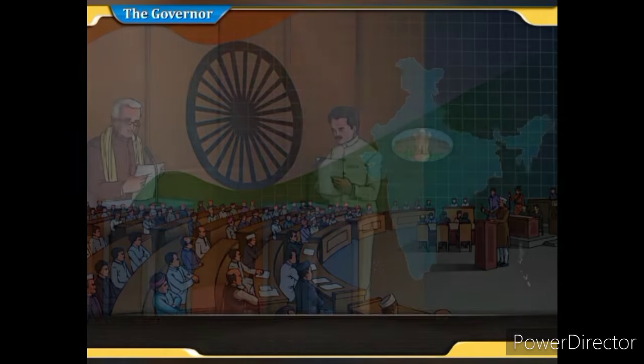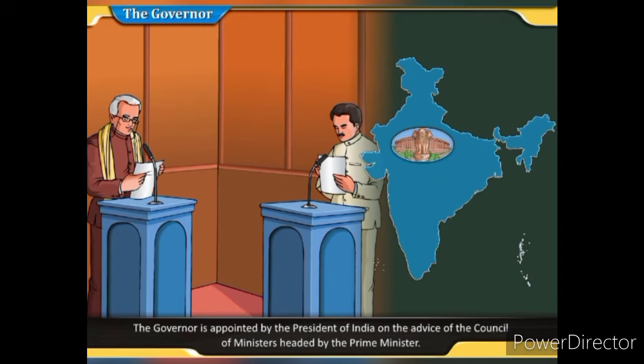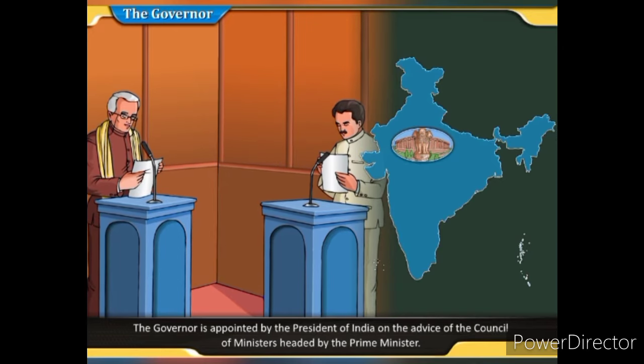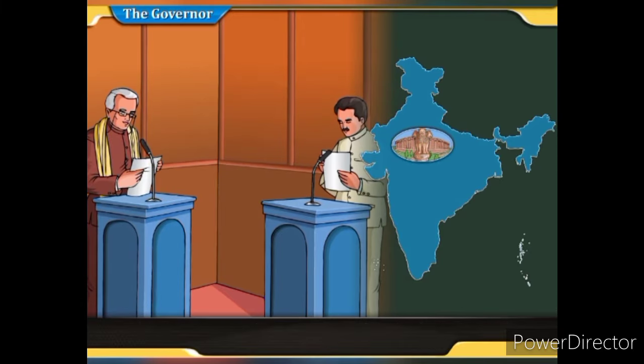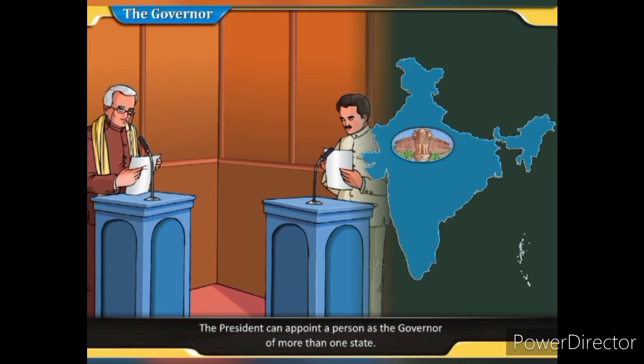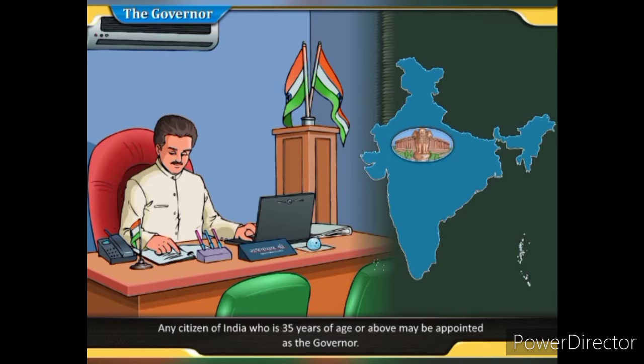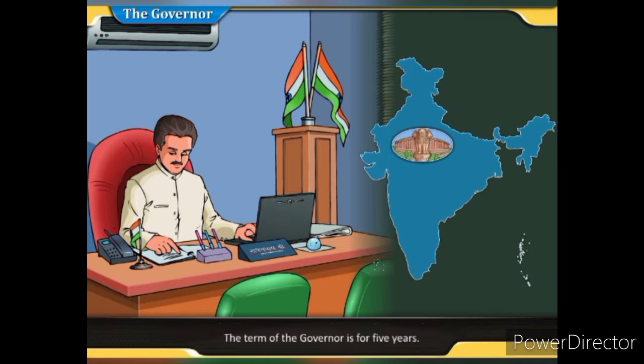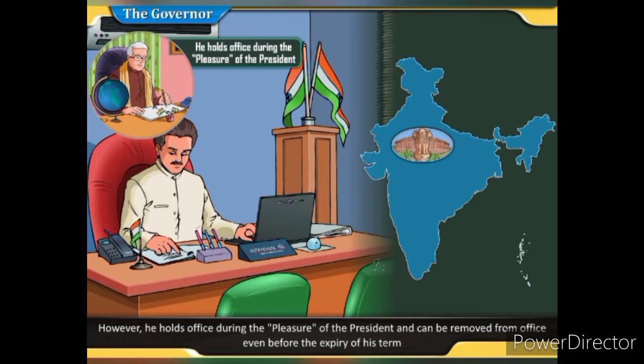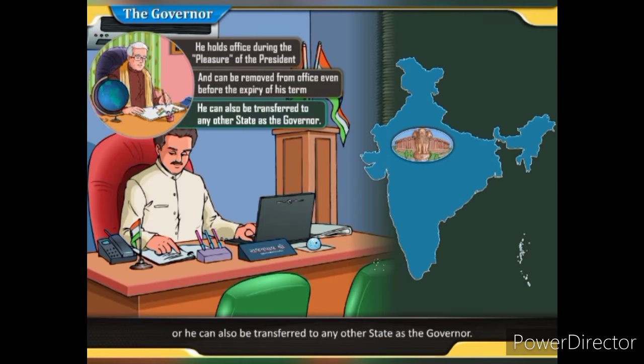The Governor. The Governor is appointed by the President of India on the advice of the Council of Ministers headed by the Prime Minister. The President can appoint a person as the Governor of more than one state. Any citizen of India who is 35 years of age or above may be appointed as the Governor. The term of the Governor is 5 years. However, he holds office during the pleasure of the President and can be removed from office even before the expiry of his term, or he can also be transferred to any other state as the Governor.